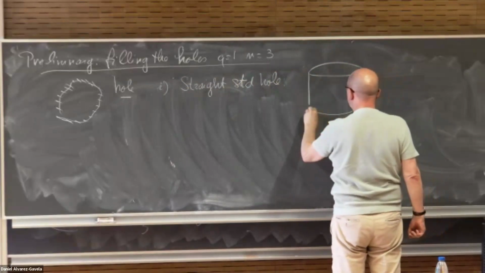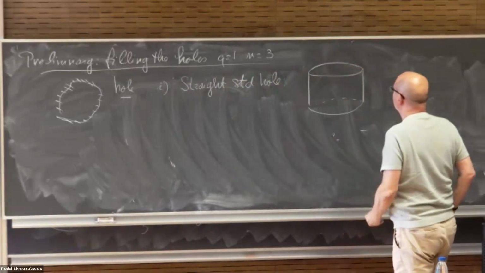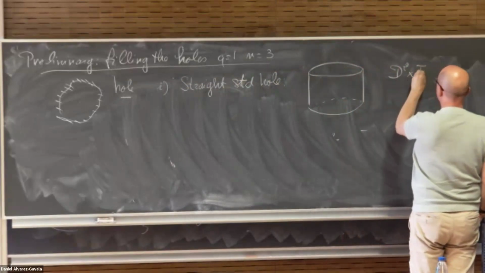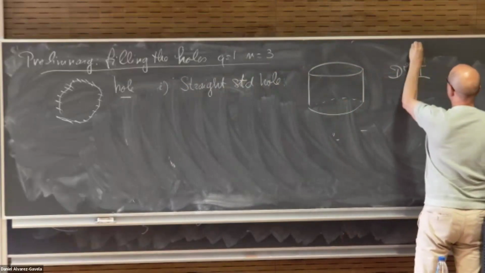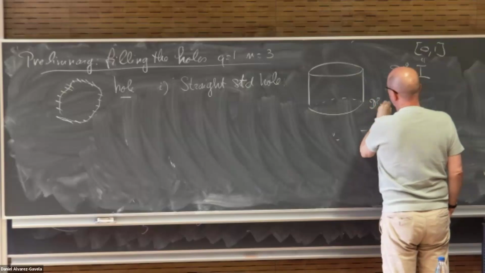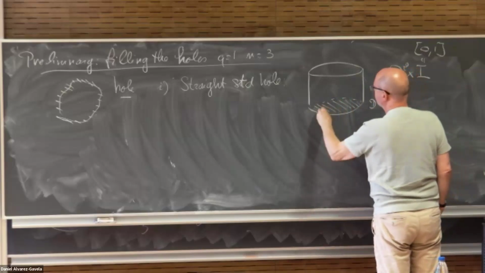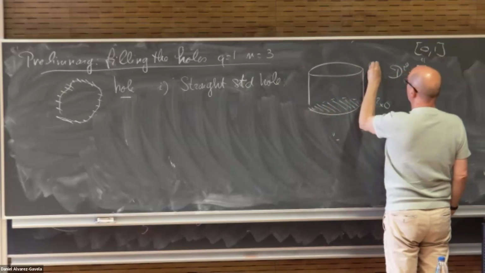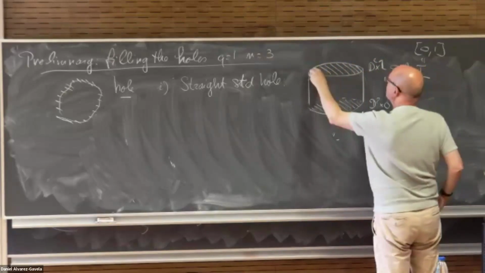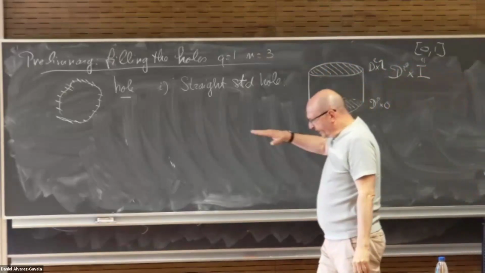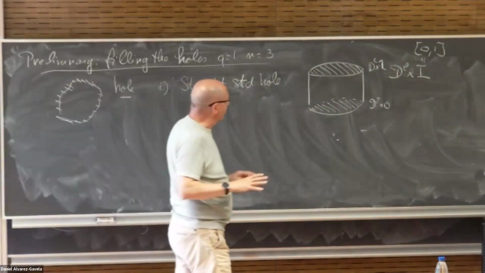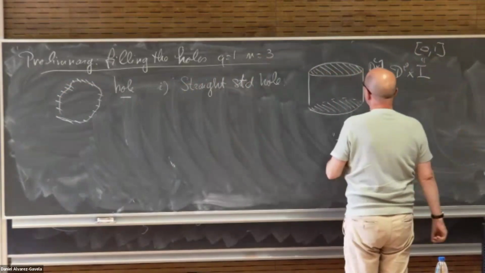Everything is in dimension 3. For two plane fields, so it's D2 cross I. And D2 cross 0 will be a leaf, and D2 cross 1 also. So these parts of the boundary are tangential to the foliation which you already have built in the complement.